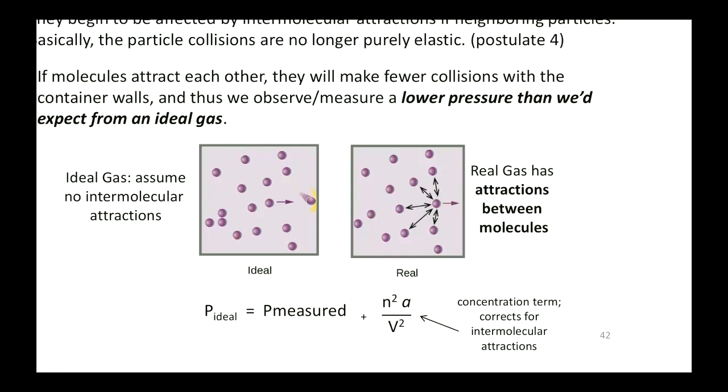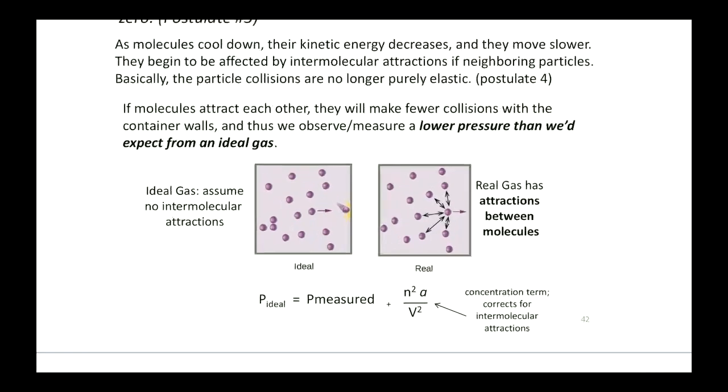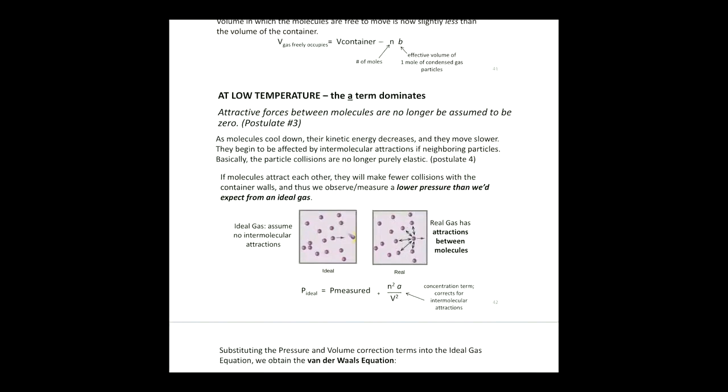So will the measured pressure be more or less than anticipated? If it's colliding less, the pressure will be less, and that's what happens. When particles are more attracted to one another, they're going to collide with the sides of the container less. You'll measure a lower pressure than indicated, or than predicted. And that's what the A term corrects for. The A term is important at low temperatures, because there's loss of kinetic energy, because collisions are inelastic.